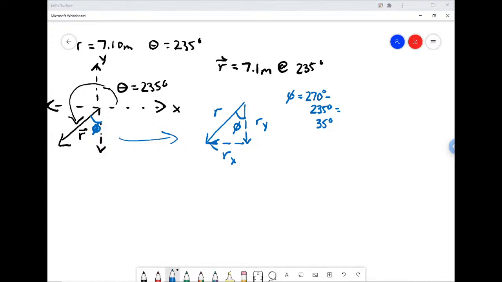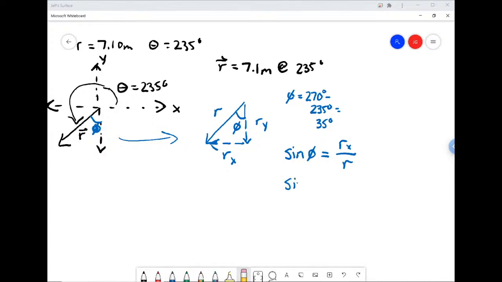Anyway, so how can we find these sides of the right triangle? We use the cosine and sine function, and the sine of that angle phi, 35 degrees, equals opposite over hypotenuse, which in this case the side opposite is Rx, the x component, and the hypotenuse is R.